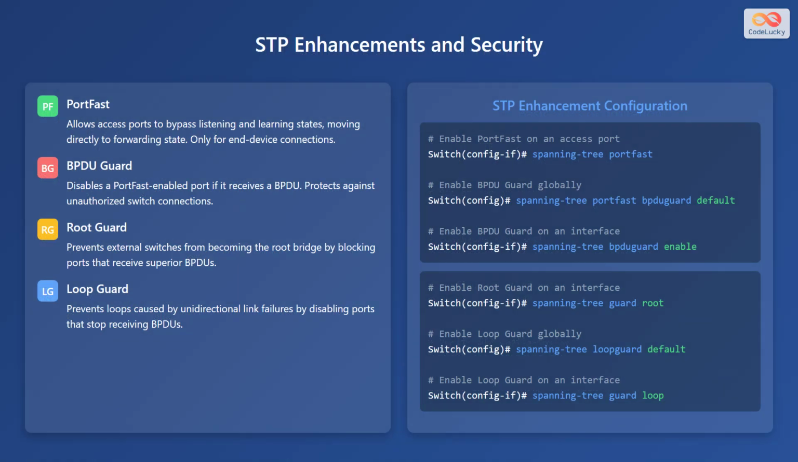STP also has several enhancements and security features. PortFast allows access ports to bypass listening and learning states, moving directly to the forwarding state, and it should only be used for end-device connections. BPDU Guard disables a PortFast-enabled port if it receives a BPDU. This protects against unauthorized switch connections. Root Guard prevents external switches from becoming the root bridge by blocking ports that receive superior BPDUs. Loop Guard prevents loops caused by unidirectional link failures by disabling ports that stop receiving BPDUs. Configuring these enhancements involves specific commands on the switch.